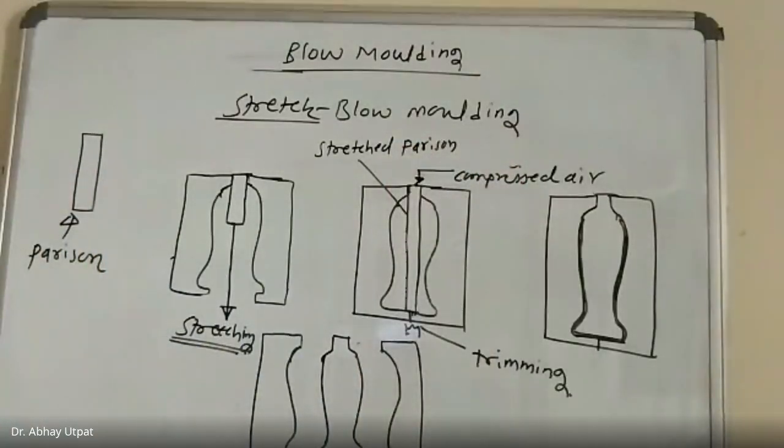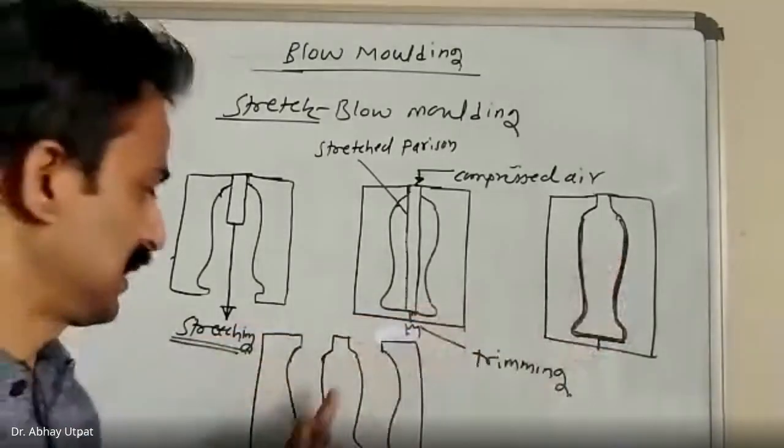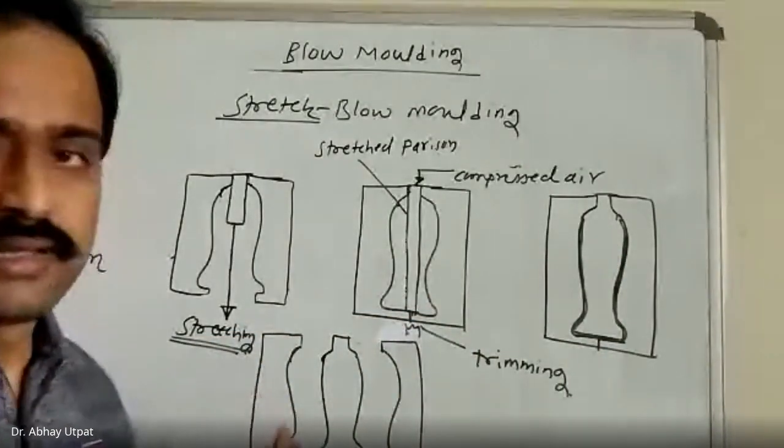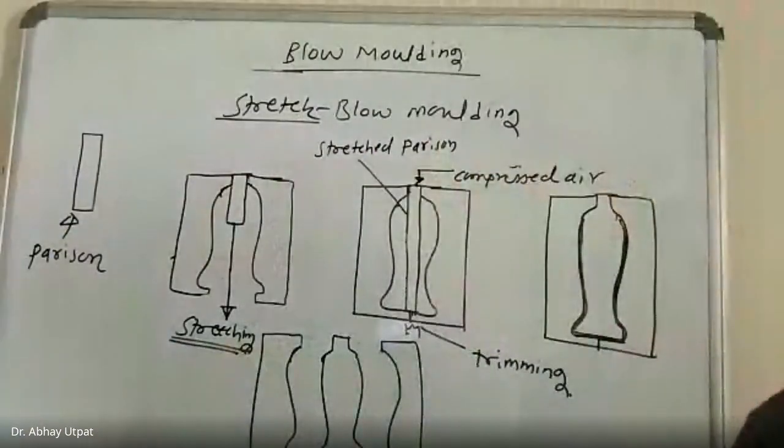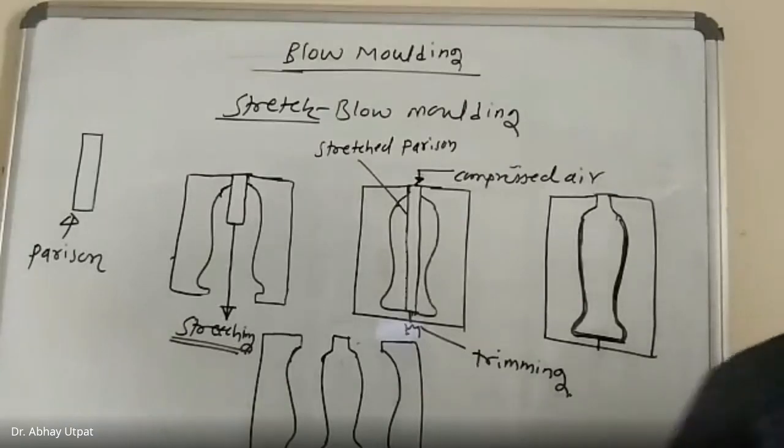Stretched parison. And then in this stretched parison, the compressed air is blown, which will cause swelling of the product, and you will get this product, and you will get another process, simple as it is. So I repeat once again, the stretch blow molding process is carried out for the components which are difficult to blow only. Only blowing is difficult, and hence stretching and blowing is carried out.